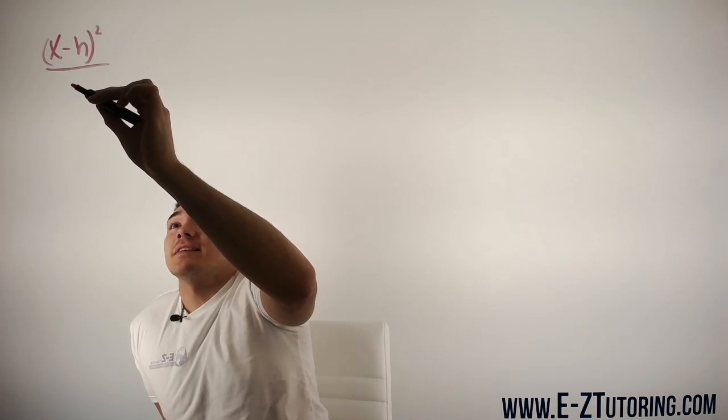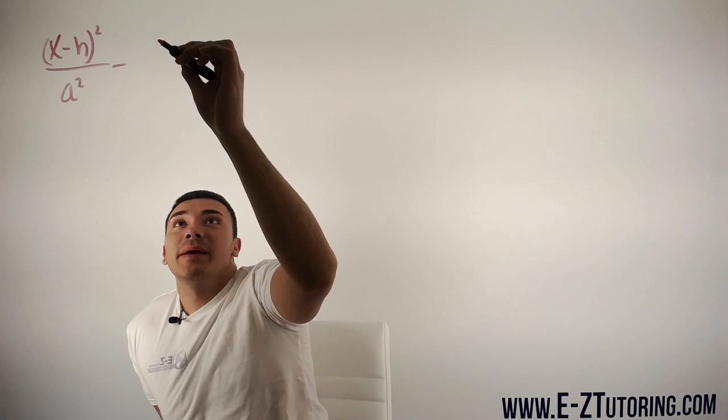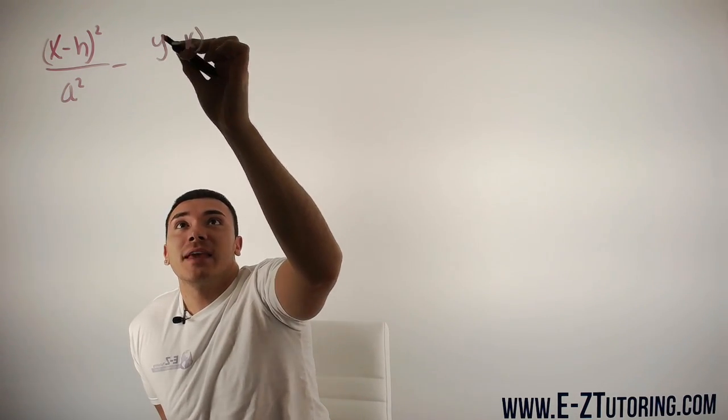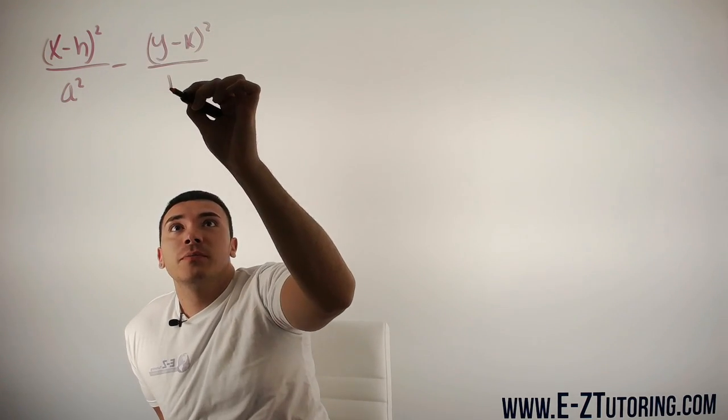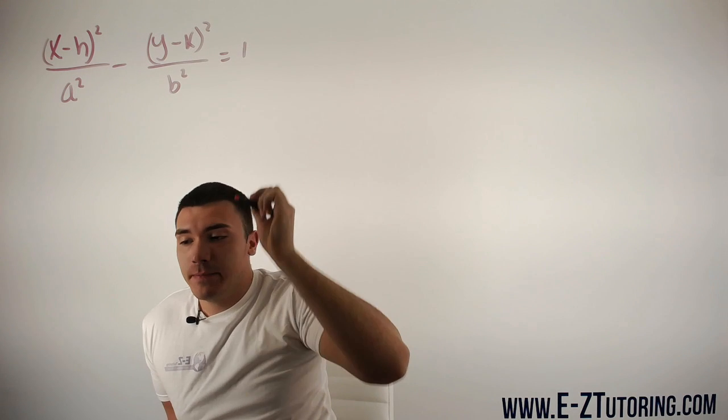Today we're going to cover how to graph a hyperbola. So a hyperbola will follow the form of (x minus h) squared over a squared minus (y minus k) squared over b squared equals 1.